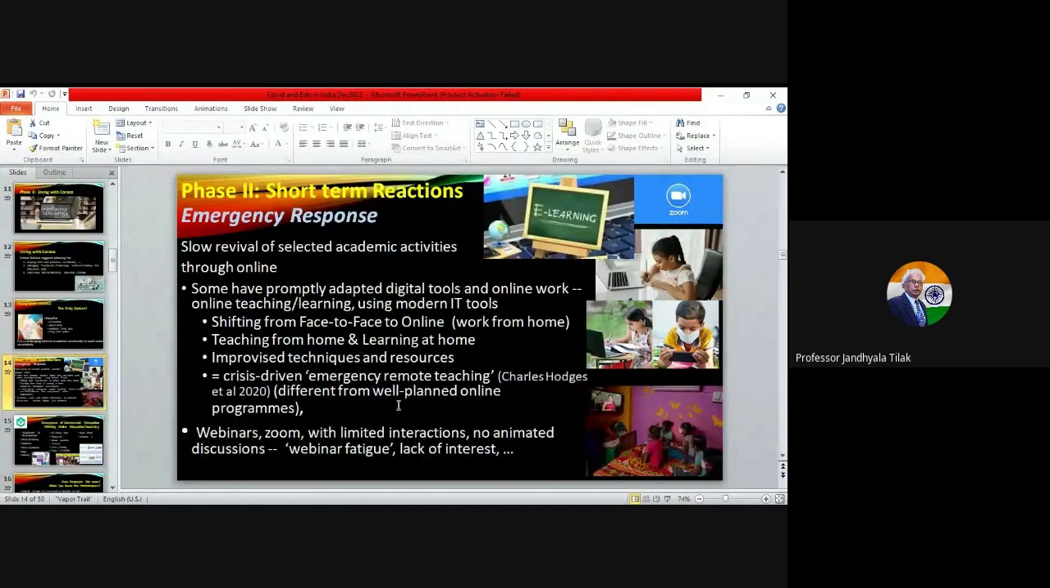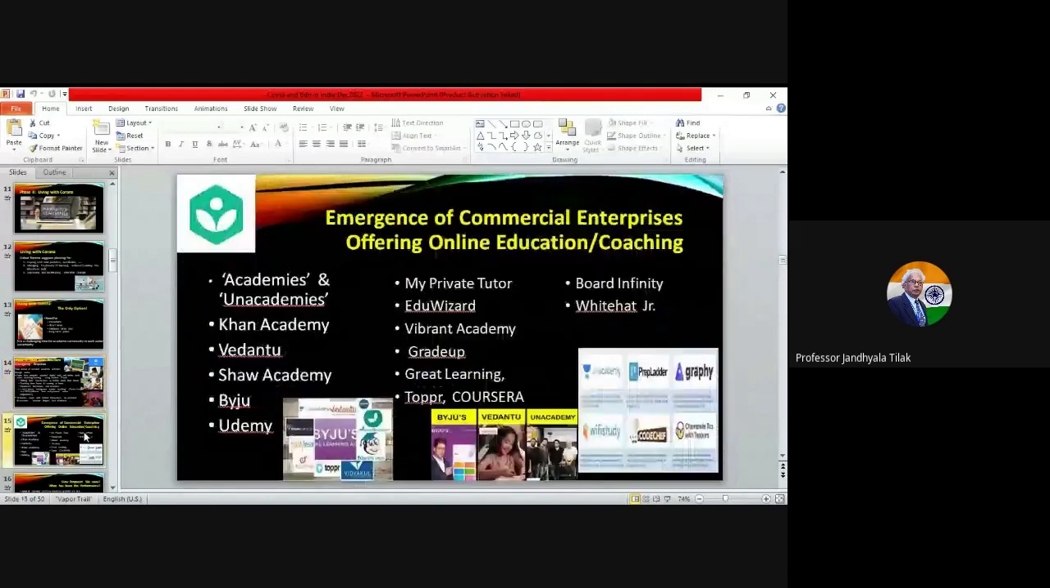In fact, if you want to make good online programs, you have to really make very good planning. But for this emergency response, there was no time for planning even. So we adopted Zoom methods, Zoom online webinars and all kinds, which provided very, very limited interactions between the teachers and the students. And certainly there were no animated discussions. And it has created different kinds of problems among the children, among the teachers, and among the parents also.